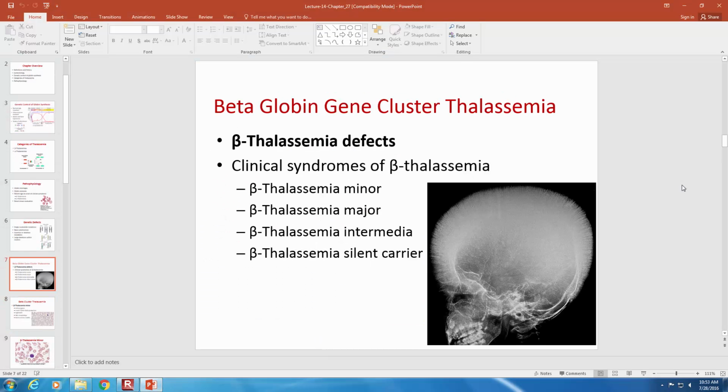We have other types of thalassemia, and hopefully you guys are going to understand this. I told you about the silent carriers, where there is a mutation, but it's not going to affect anything, so you're not even going to be able to detect that. But what is thalassemia intermedia?